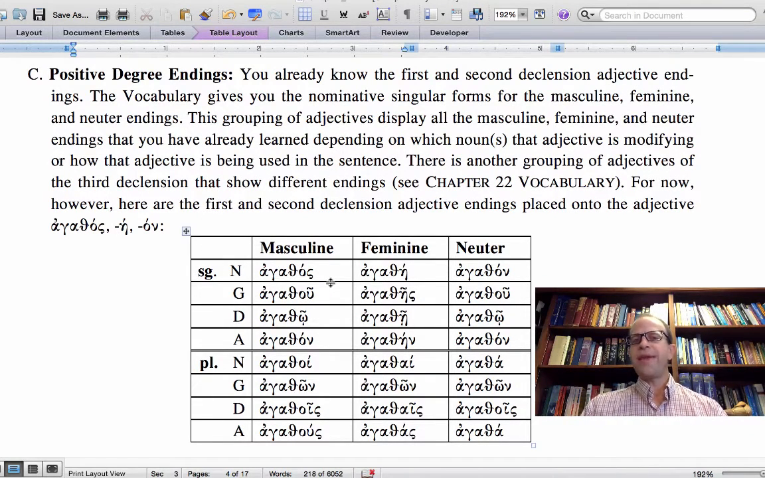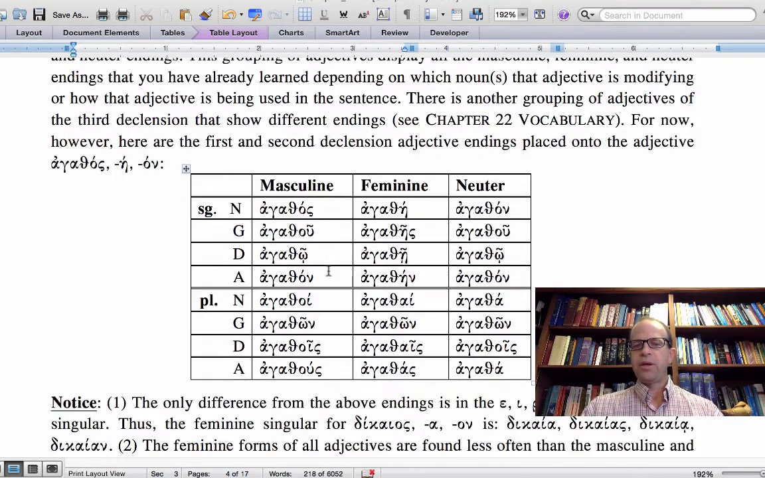What you'll notice about the adjective endings, these are first and second declension adjectives, is that they use exactly the first and second declension endings. You've already learned these endings when you've learned the article and first and second declension nouns. So there are no new endings in this chapter, even though you're introduced to two new parts of speech, the adverb and the adjective. So here's the paradigm for agathos, and you can look at that and learn these endings.